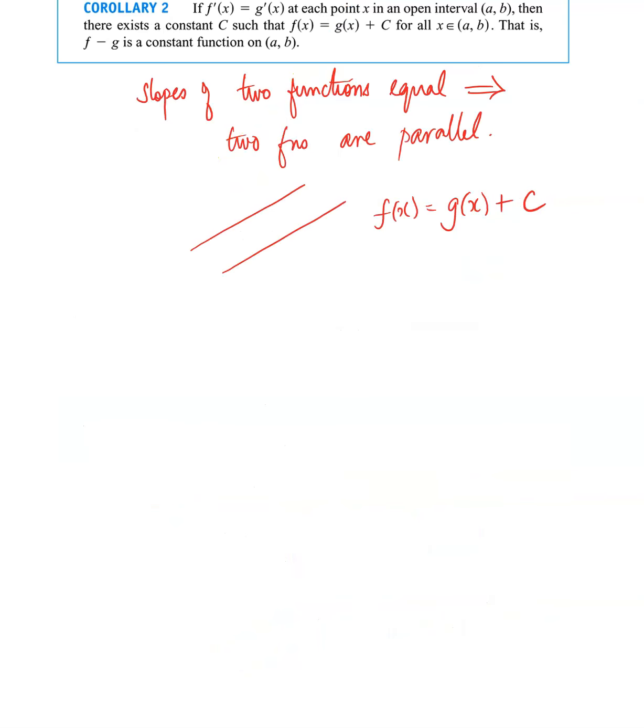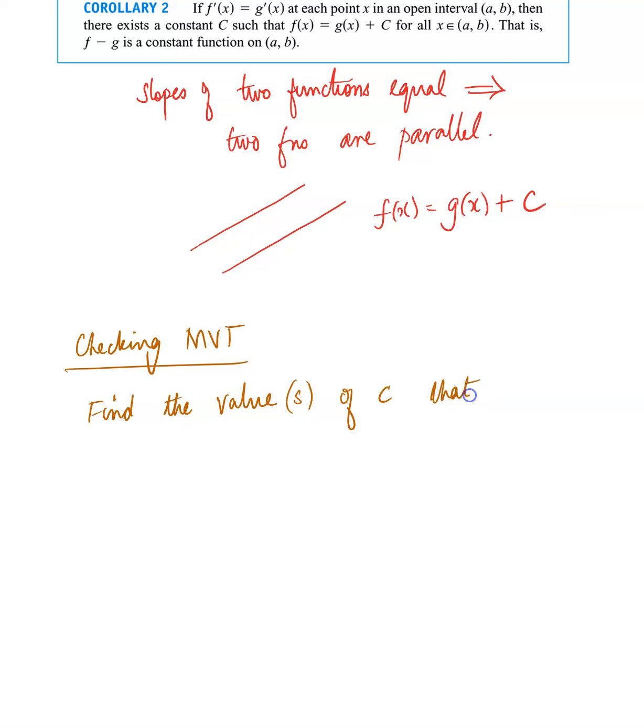Now let's look at some examples. Let's start with checking the mean value theorem. So here we will be given a problem and we'll be asked to find the value, or values, because you could have more than one, of c that satisfy the mean value theorem. And the first one is f of x equals x to the power 2/3, and the interval is from 0 to 1.